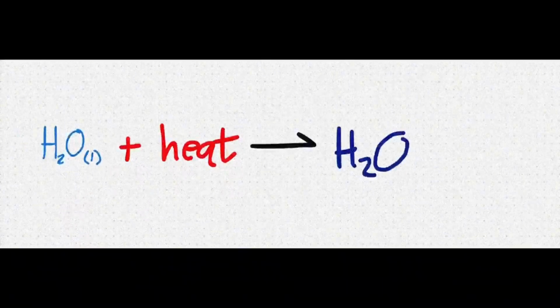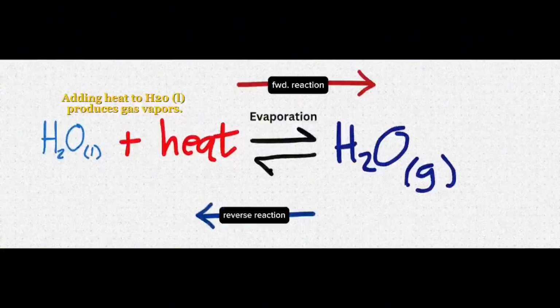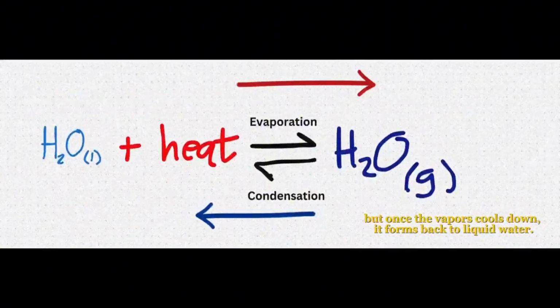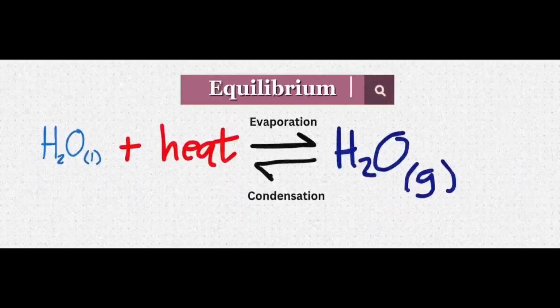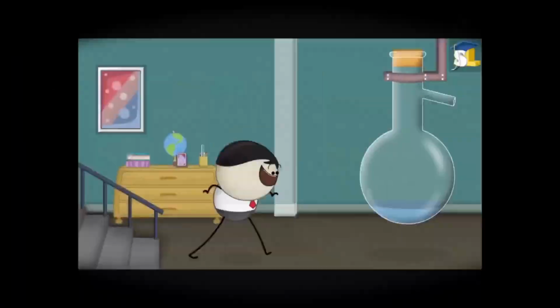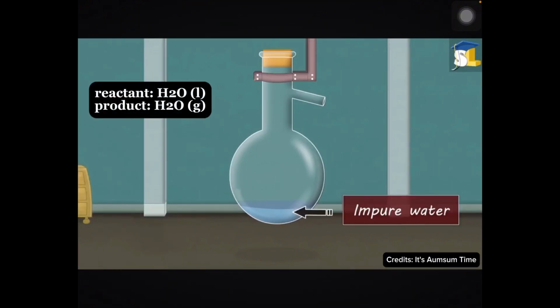The reaction is straightforward. Liquid water, H2O, is converted to vapor, and vice versa. This process of going back and forth is known as equilibrium, in which the rates of the forward and reverse reactions are equal. Liquid water is the reactant in this reaction, and water vapor is a product.